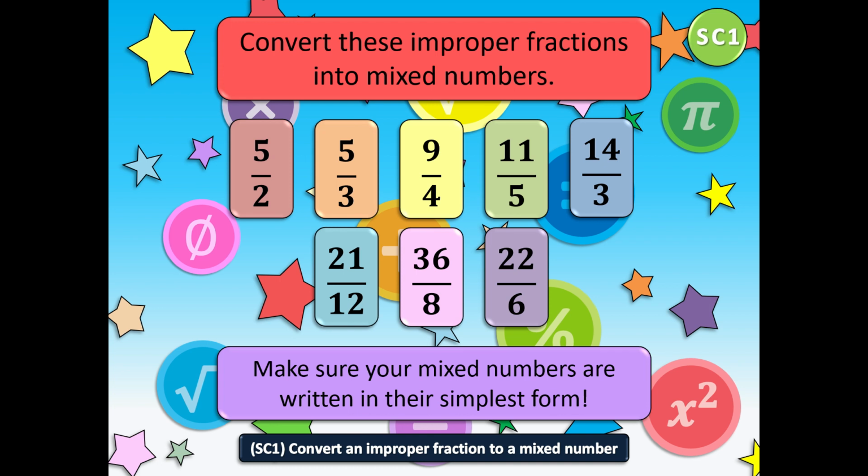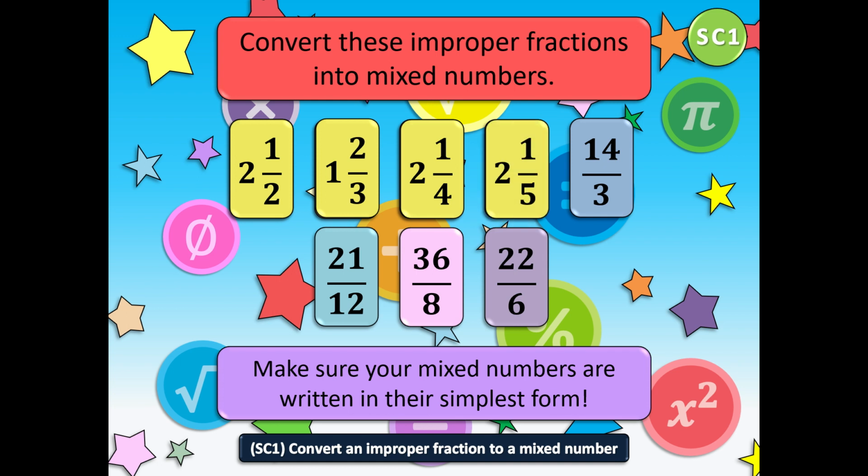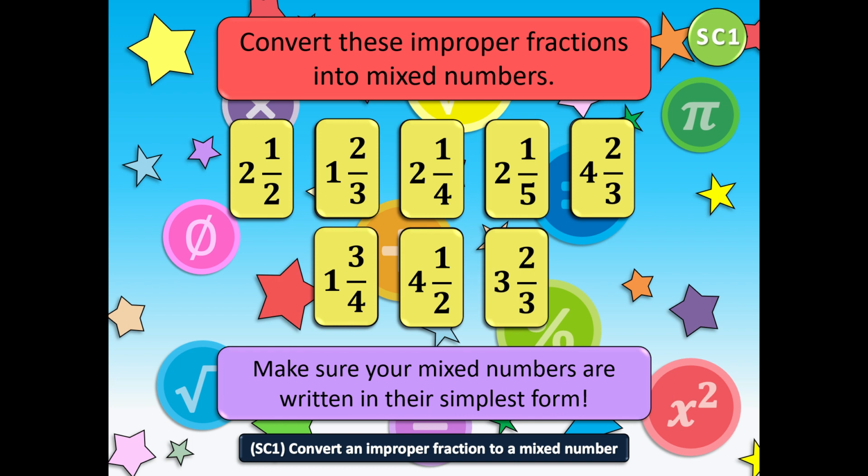So 5 over 2 would be 2 1/2. 5 over 3 would be 1 2/3. 9 over 4 is 2 1/4. 11 over 5 is 2 1/5. 14 over 3 is 4 2/3. 21 over 12 is 1 3/4. 36 over 8 is 4 1/2. And 22 over 6 is 3 2/3.